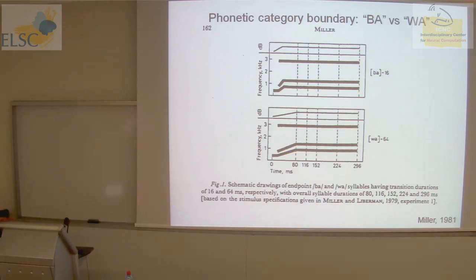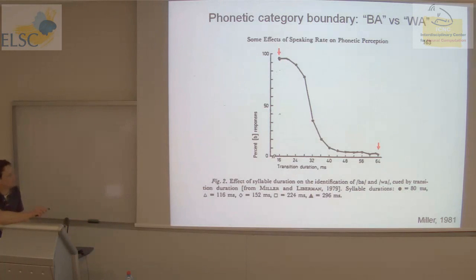Part of this was discovered already in the late 70s with synthetic speech. So here you see two spectrograms, sort of schematics. You see here three frequencies which are the same, and the only thing that varies between the ba and the wa is the length of this transition duration. So you could vary this artificially and play it to humans, and then what you get is a psychometric curve, with almost 100% ba classification going to zero as you lengthen the transition duration.